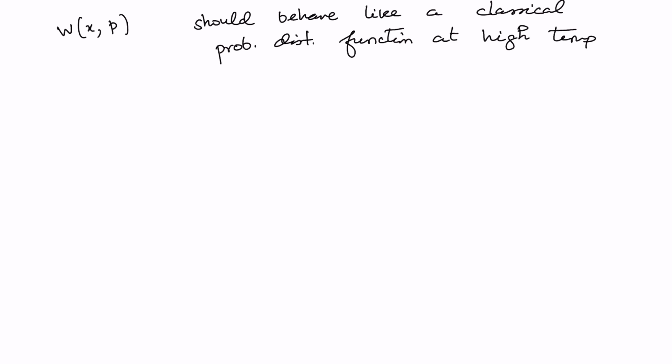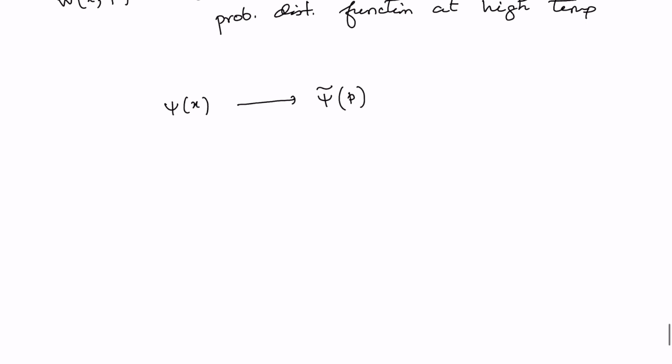Now let us say we are given the wave function psi(x) in position space and we want to know the probability in momentum space. The momentum wave function is psi tilde(p), and we know from elementary quantum mechanics that this can be obtained by taking the Fourier transformation of psi(x). Once again, psi tilde(p) and psi(x) are related by this Fourier transformation.